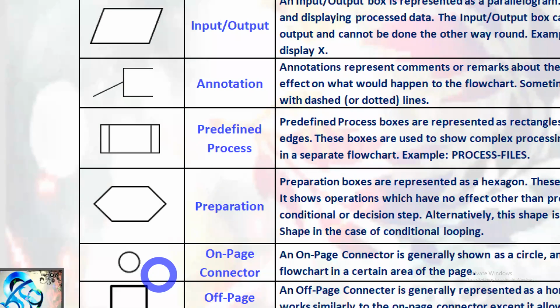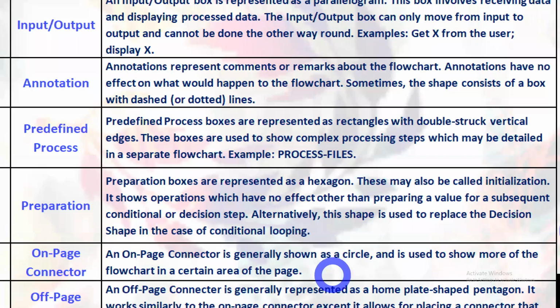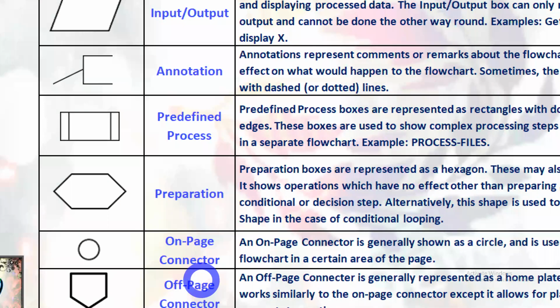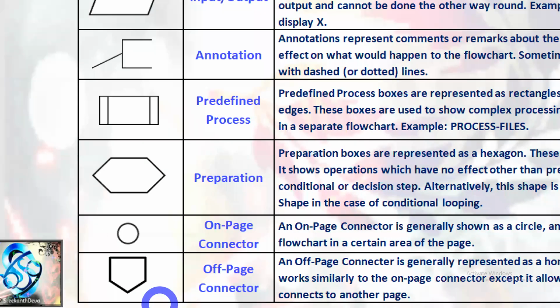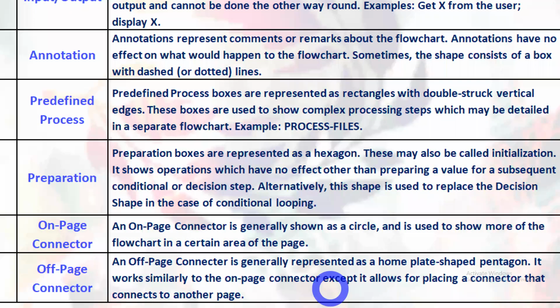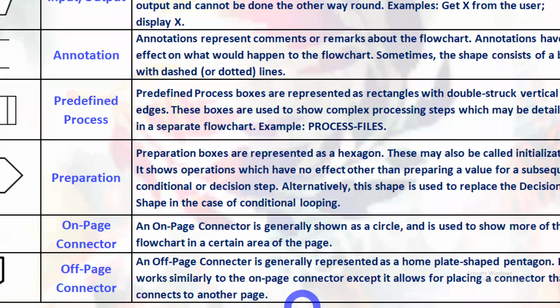Another symbol is called the on page connector. An on page connector is generally shown as a circle symbol and is used to show more of the flowchart in a certain area of the page. Next one, off page connector. An off page connector is generally represented as a home plate shaped pentagon. It works similarly to the on page connector, except it is used for placing a connector that connects to another page.